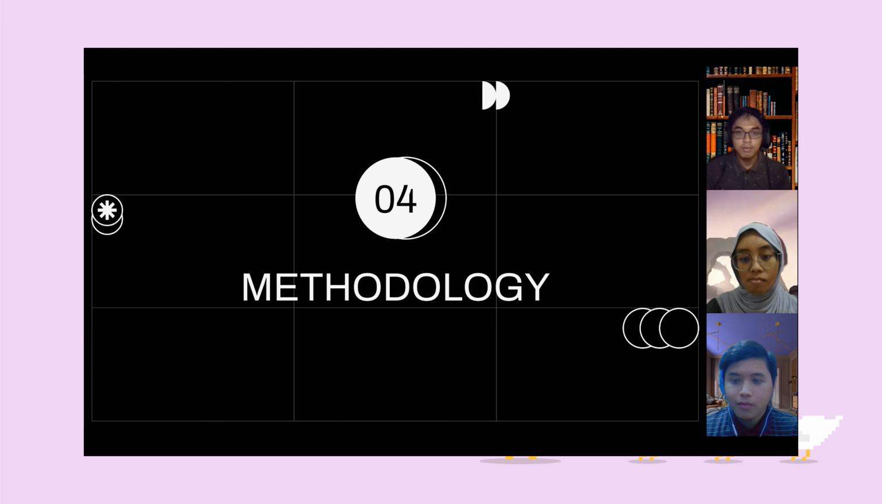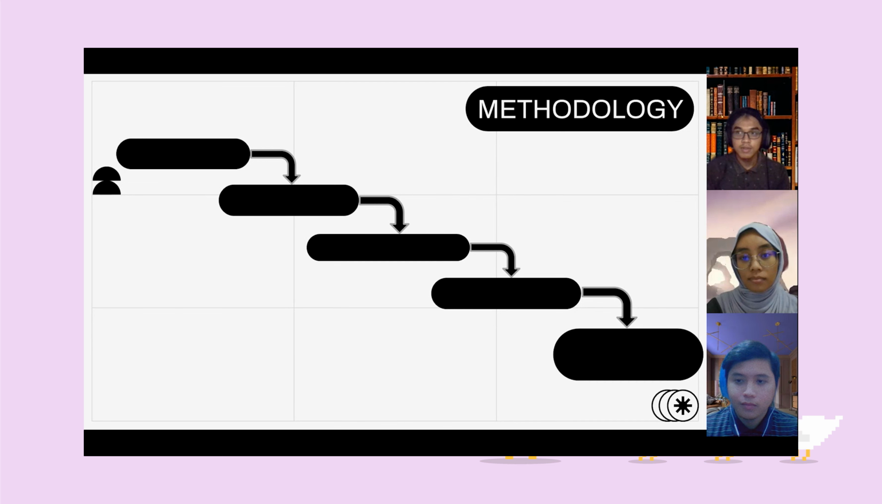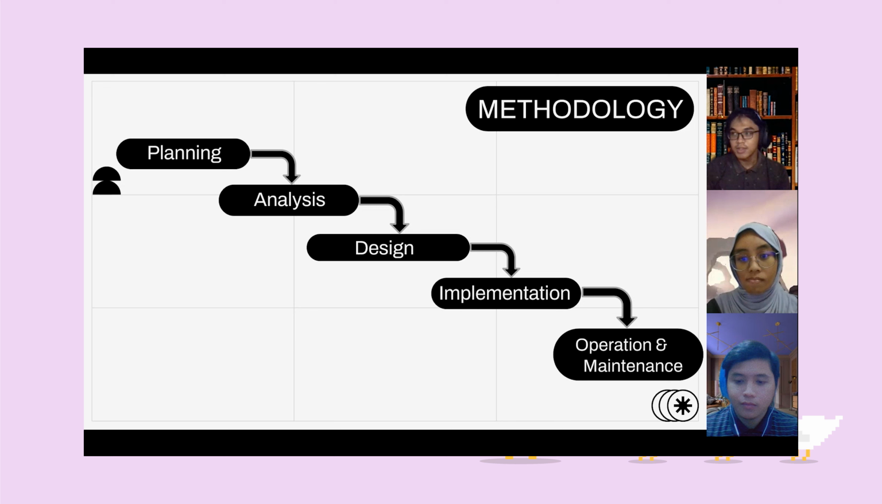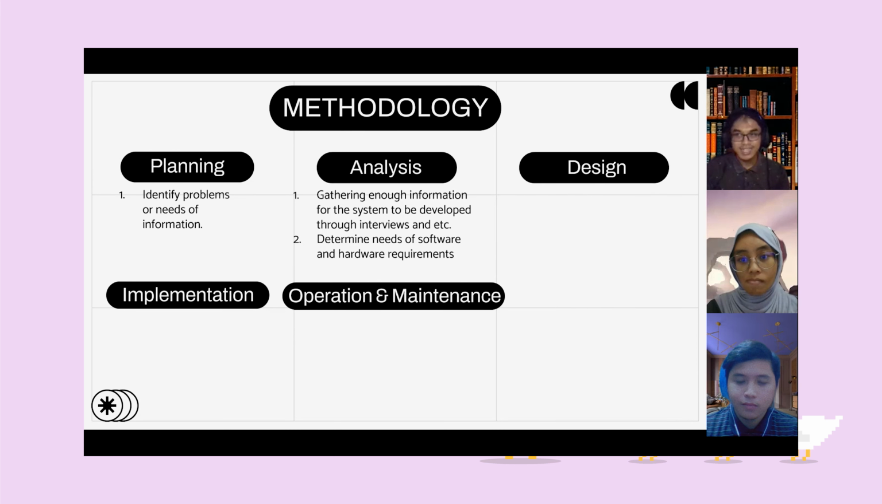Next is methodology. Our system uses a waterfall model. First, we have planning, analysis, design, implementation, and operation and maintenance. Okay, first is planning. Identify problems or needs of information.